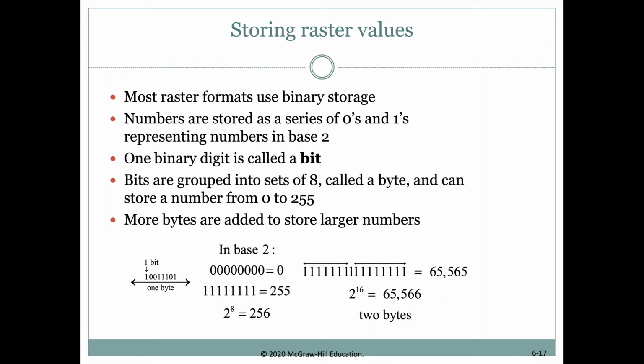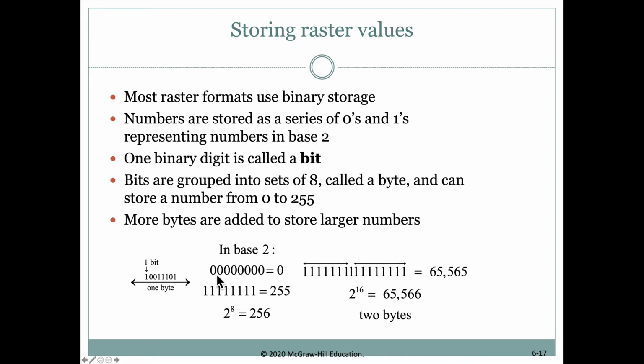So we need to store all of these raster values that go into our raster GIS layers. And most are stored in something that we call a binary format. So with a binary format, each value has a choice of being either 0 or 1. That would be called a bit. And then 8 of these bits together is called a byte.